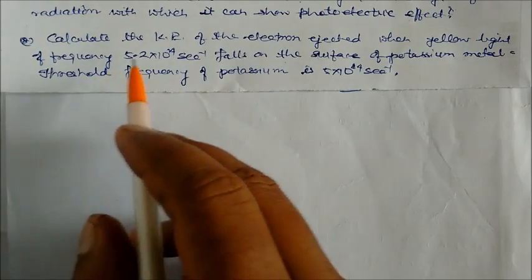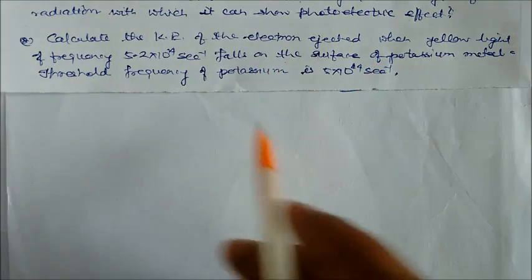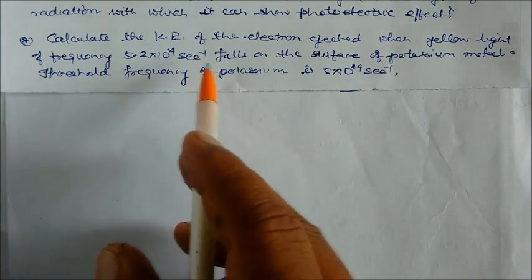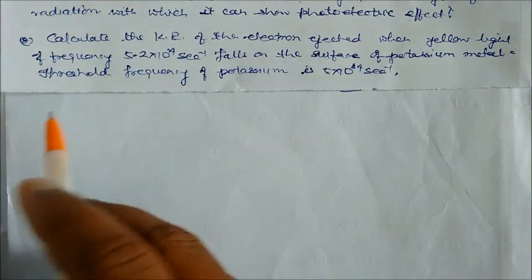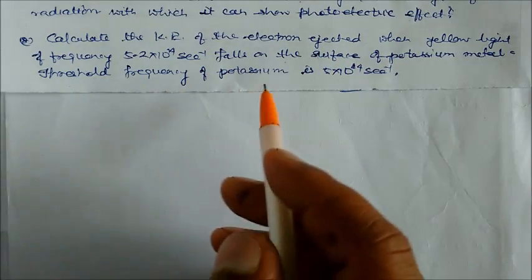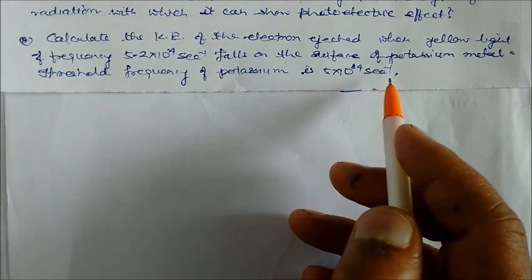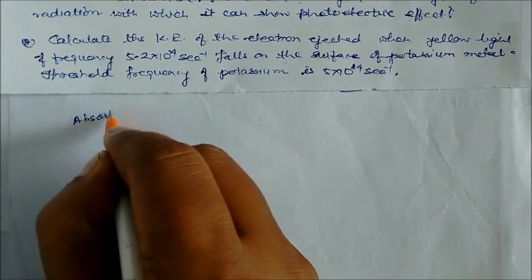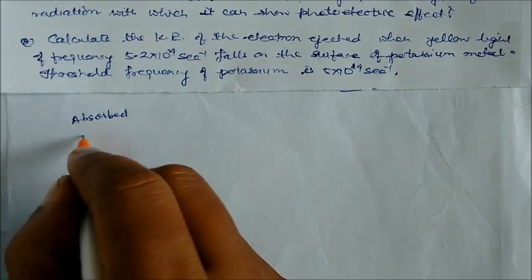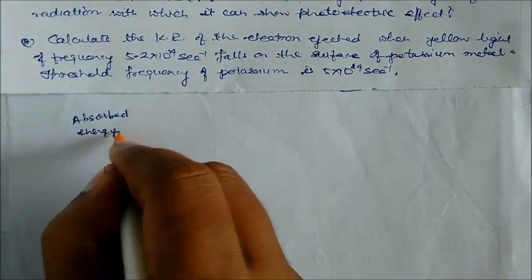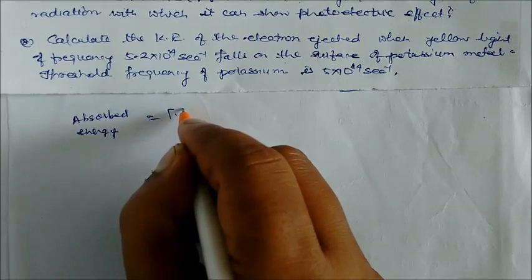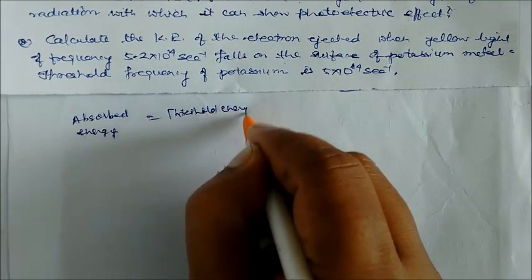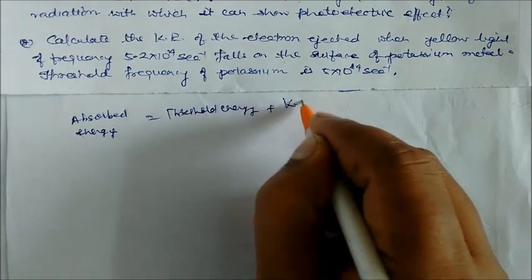Calculate the kinetic energy of the electron ejected when a yellow light of frequency 5.2 into 10 power 14 per second falls on the surface of potassium metal. The threshold frequency of the potassium is 5 into 10 power 14 per second. So again you can use this concept, absorbed energy. So absorbed energy by the metal is equal to threshold energy of the metal plus kinetic energy of the photoelectrons.